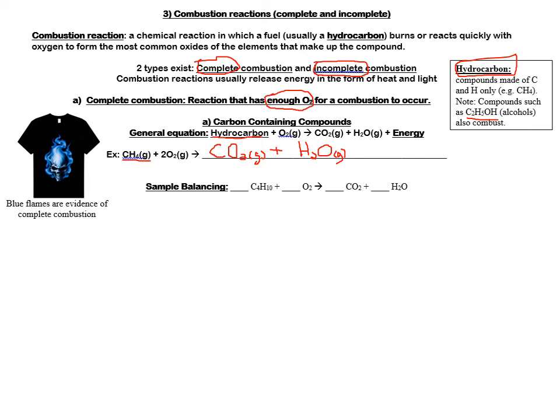Usually when you have complete combustion, you're going to see blue flames. So like when you see the Bunsen burner sometimes, you see that blue fire, there's lots of oxygen reacting to do a nice clean burn, and you see nice blue flames. And then all that would be left for you to do is to balance the equation if you needed to.